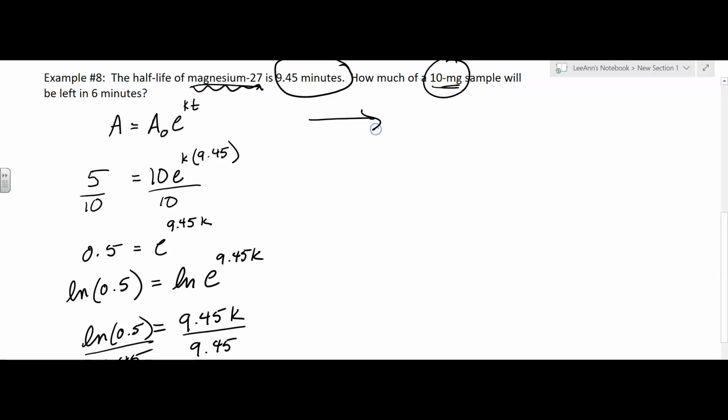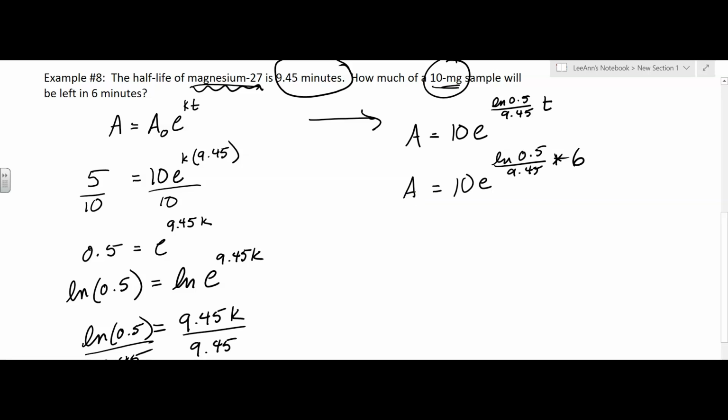So over here, we're going to change our model to say how much stuff do we have. We started with 10 milligrams, e to the, and now we have that natural log 0.5 divided by 9.45 t. But our t is 6 minutes. So 10e, and then this is going to be natural log 0.5 divided by 9.45 times 6 minutes. Okay, so that's how we're going to figure it out.